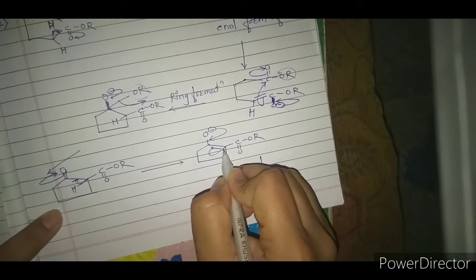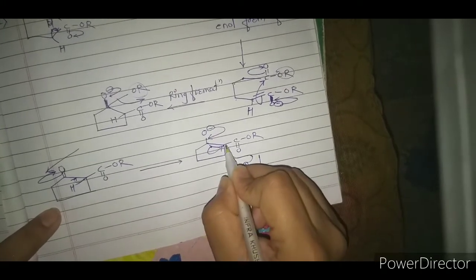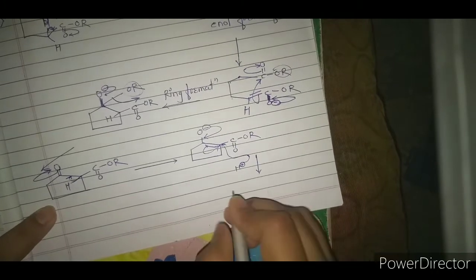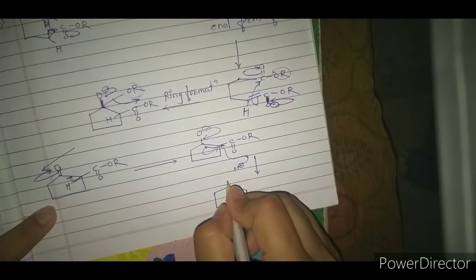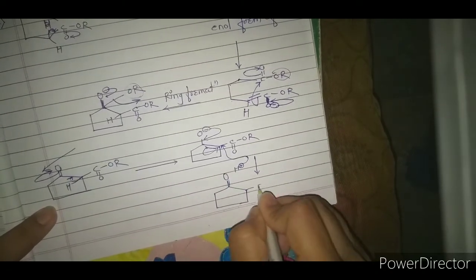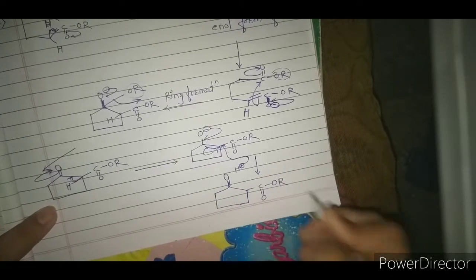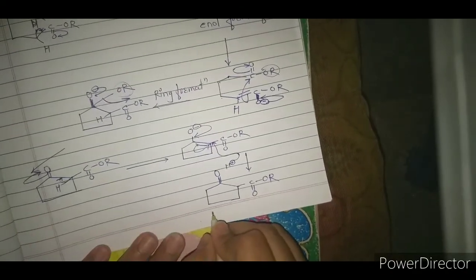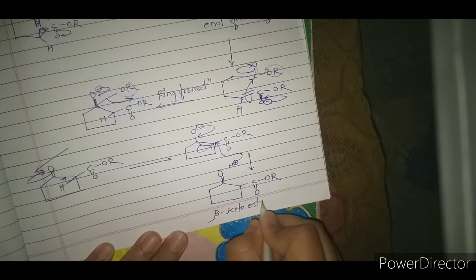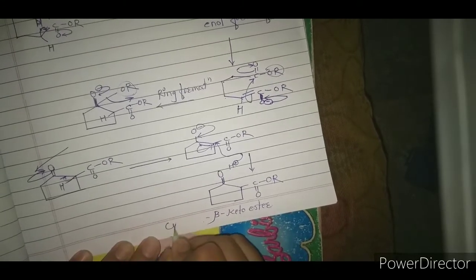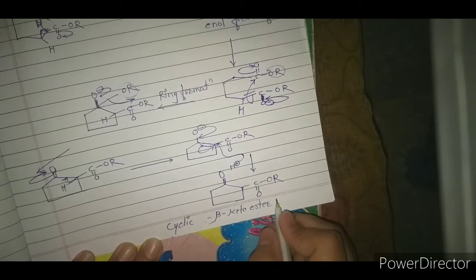So the final step: first of all this electron transfers here, this electron transfers here, and this proton attacks this carbon, and the valence is satisfied and forms this final compound, which is called a beta keto ester, but it is your cyclic beta keto ester.